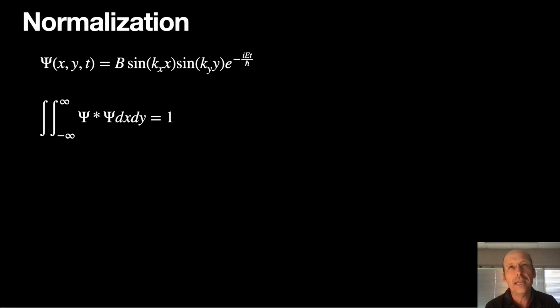And I put negative infinity to infinity because it's over all space, and that's for both x and y. But we're going to do it for the infinite square well, so we're actually going from x equals 0 to a, y equals 0 to b. And we're going to use nx equals 1, ny equals 1. We're going to normalize it for the lowest energy state, nx equals 1, ny equals 1.